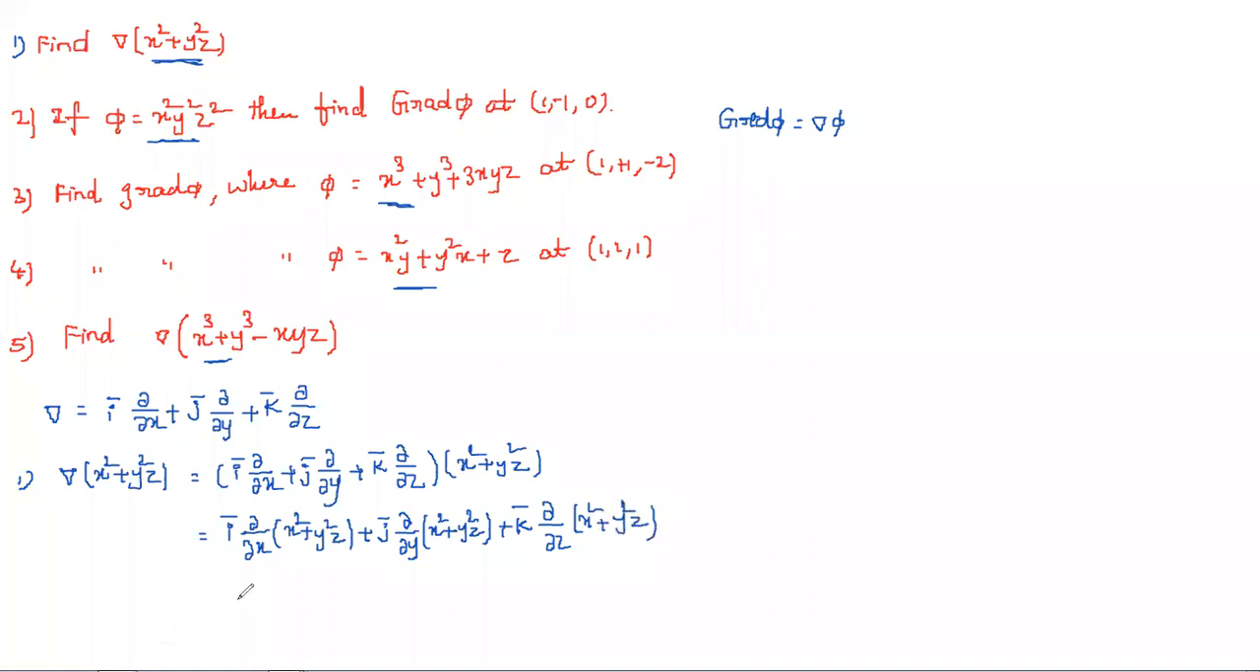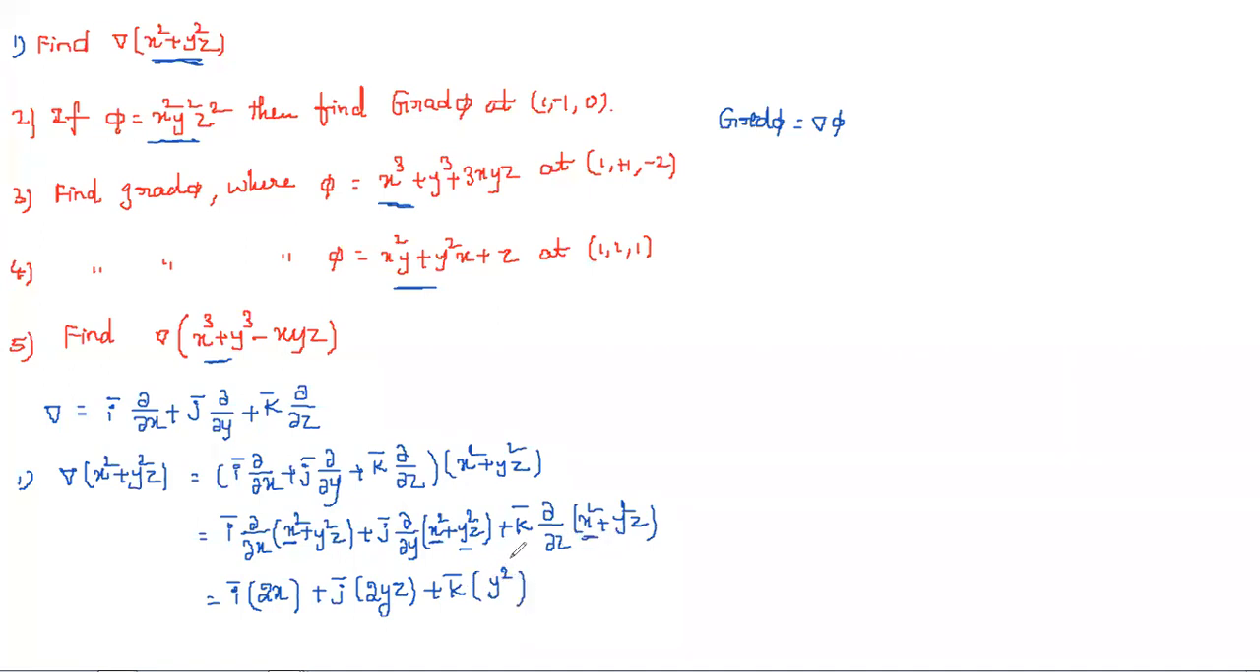Now apply the derivatives. i into dou by dou x: with respect to x, y and z are constants, so the derivative of x square is 2x, and the constant term gives 0. Plus j with respect to y: x square is constant, derivative 0, and the derivative of y square is 2y, so 2yz. Plus k dou by dou z: x square is constant, 0, and with respect to z, y square is constant, and dou by dou z of z is 1.